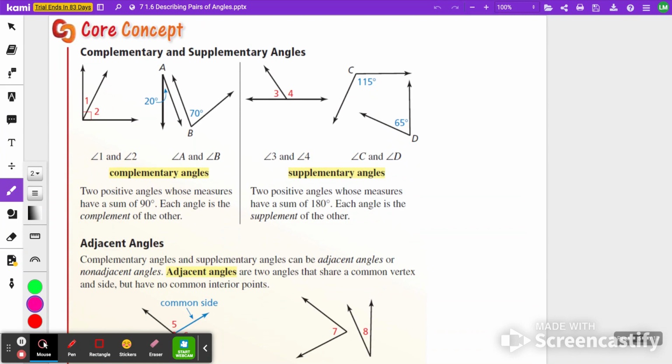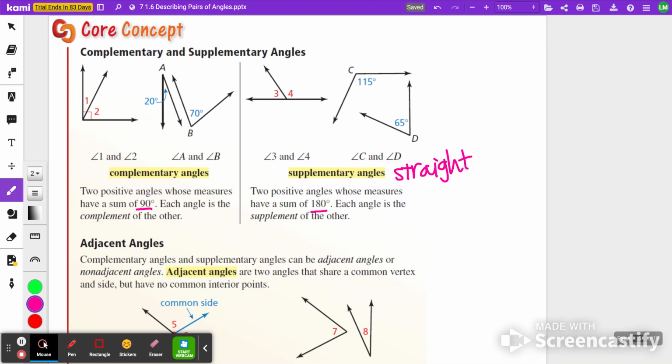The first vocabulary term we're going to talk about is a complementary set of angles. These are two positive angles whose measures have a sum of 90 degrees. Supplementary angles are two positive angles that have 180 degrees. One way I like to remember complementary: anytime you get a compliment, that is you doing something right, and right makes a right angle, 90 degrees. Supplementary also means straight angle, so straight angles are always equal to 180.